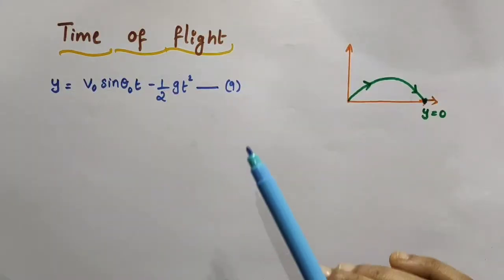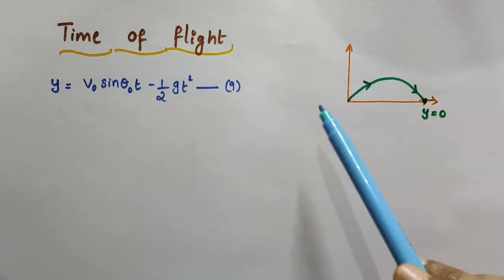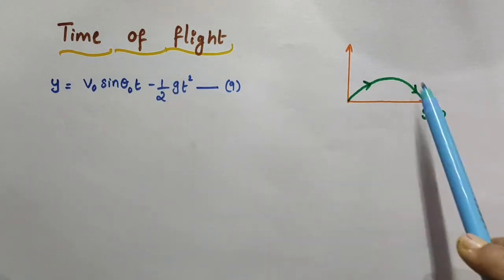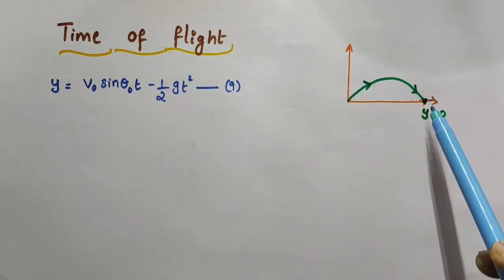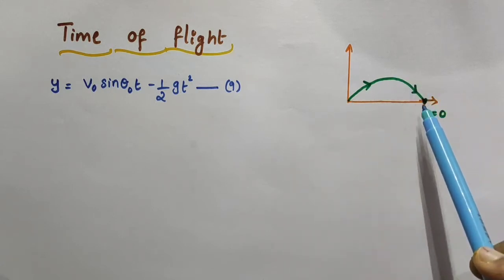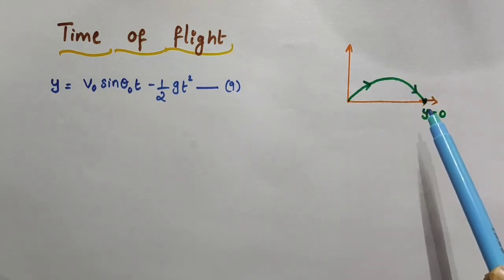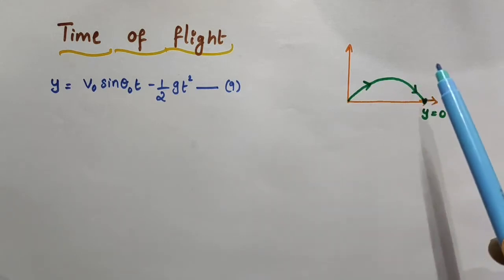Next we are going to discuss time of flight. Time of flight is the total time during which the projectile is in flight. That is the time taken by the projectile to reach here. It is projected from here, and the time taken by the projectile to reach here, that is the time of flight. Time of flight is the total time during which the projectile is in motion, is in flight.